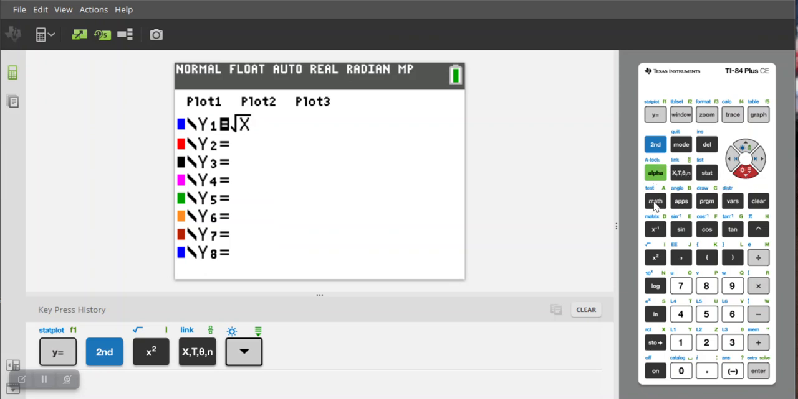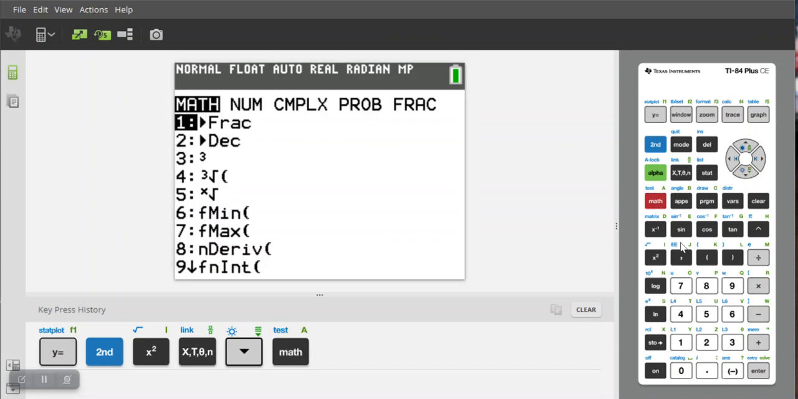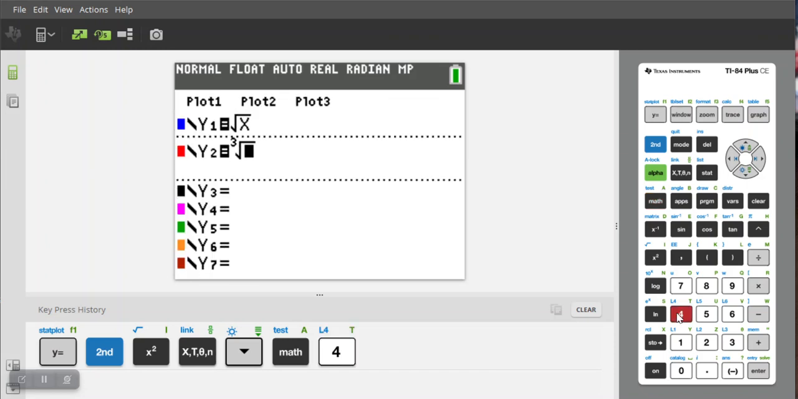The other ones, you can get a cube root function. In order to get the cube root function, you want to go to math. And then the cube root function is the fourth option. So now I can graph the cube root of x.